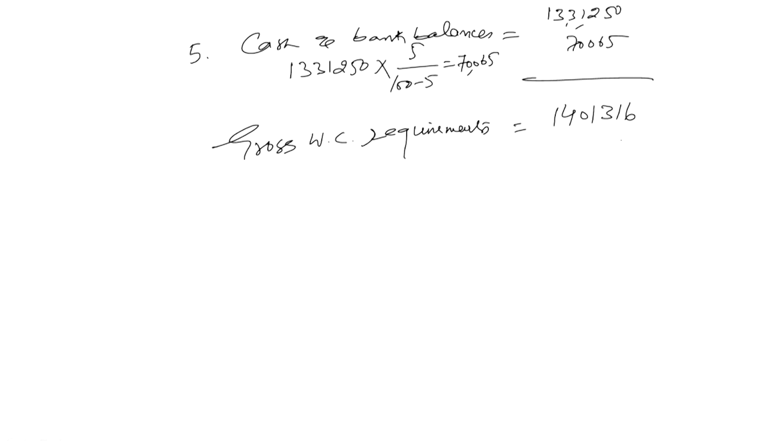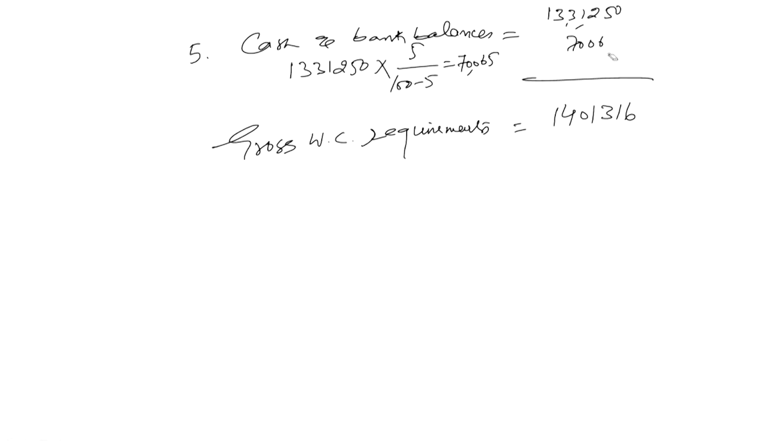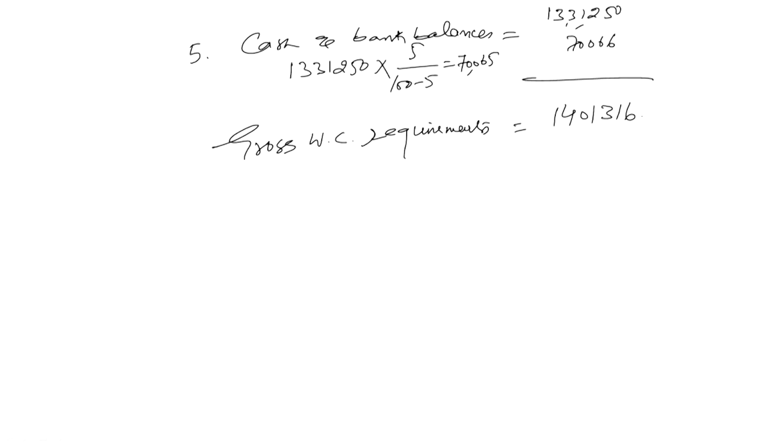If you calculate the total amount, this is the amount. If you take the final figure and round it off, it is not 65 but 66. So, this is going to be the 66. So, it is going to be 14 lakhs 1,316, the gross working capital requirement of the firm on the basis of this information given to us. So, this is the gross working capital requirement.